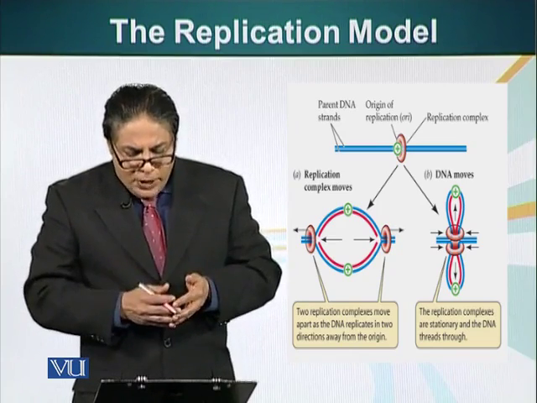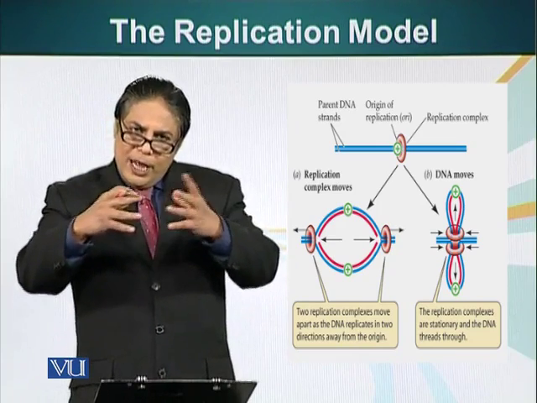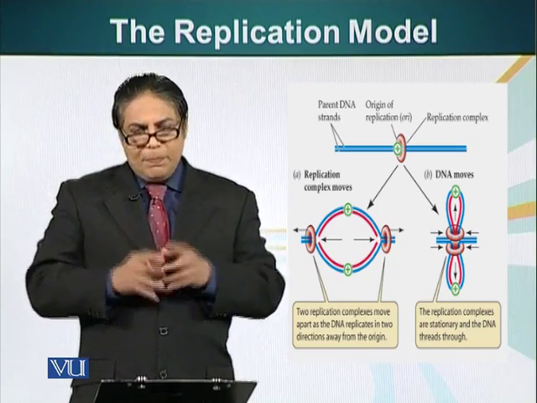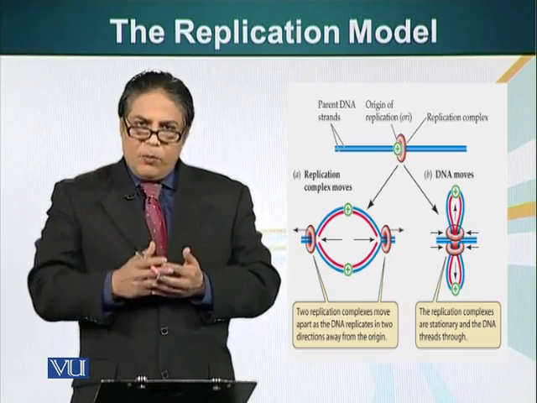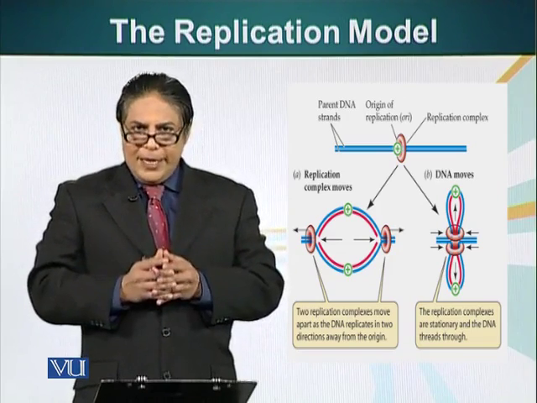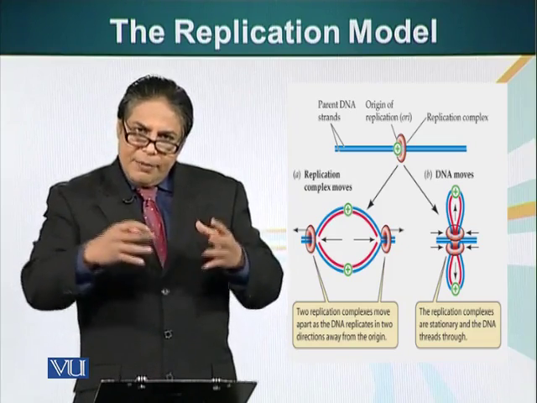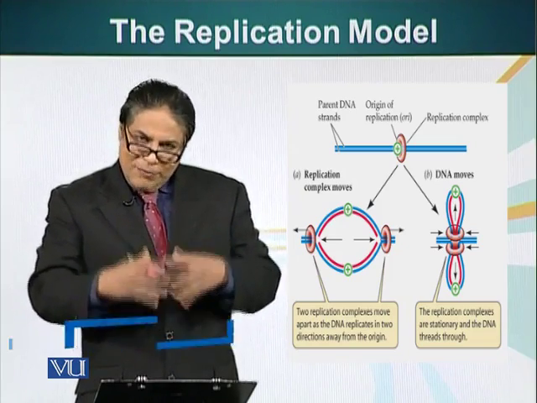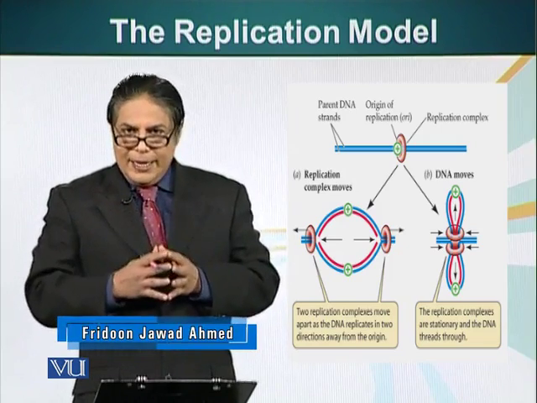I would also like to point out that the bacterial chromosome only has one origin of replication. It is a circular chromosome. In humans, we have linear chromosomes, and each chromosome has several origins of replication. So a chromosome is threaded through several complexes that replicate DNA.